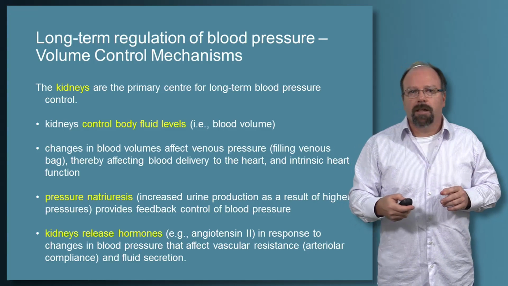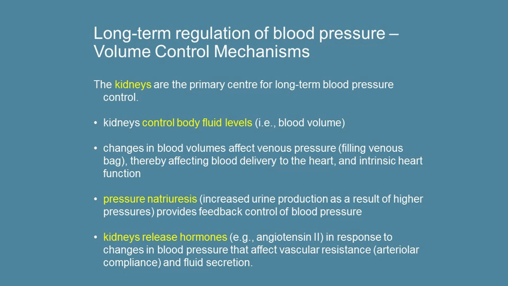So the long-term regulation that we referred to are these volume control mechanisms, and the kidneys are key to this blood volume control. So changes in blood volume affect a number of different aspects of the cardiovascular system. For example, changes in blood volume in the veins affect venous return to the heart, which can ultimately affect how well the heart pumps, or the cardiac output.